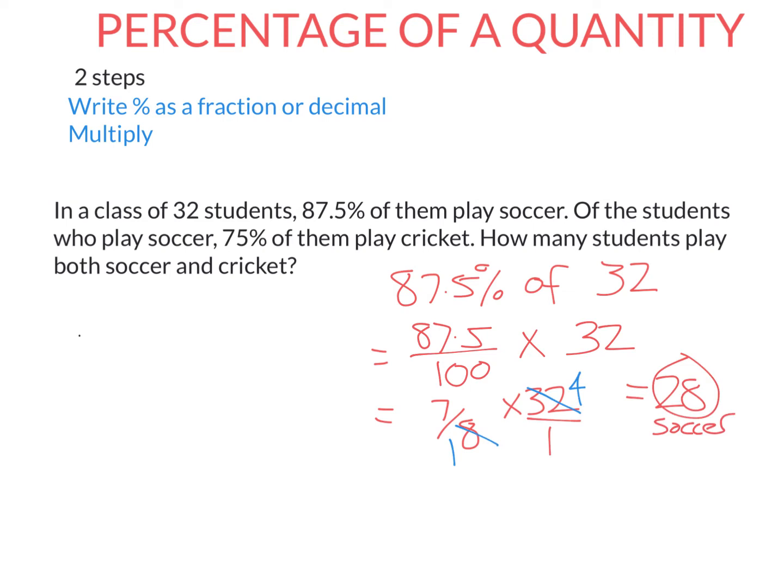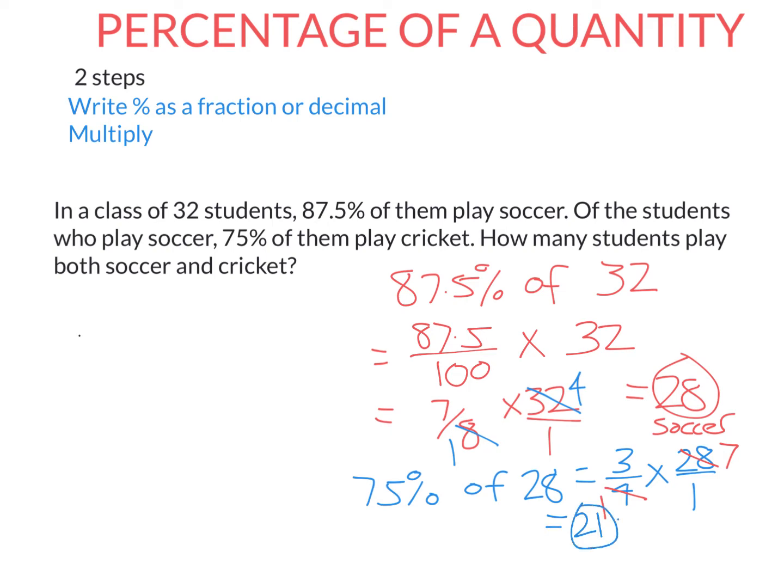So then we're told of these 28 who play soccer, 75% of them play cricket. So now we want to calculate 75% of 28. So hopefully you know by now 75% is 3/4. We're calculating 3/4 of 28. Of means multiply. So writing as 28 over 1, 4 goes into itself once, goes into 28 7 times. We're just left with 3 times 7, which equals 21. So there were 28 people who played soccer, and of the 28 who played soccer, 21 also played cricket. So 21 people play both.